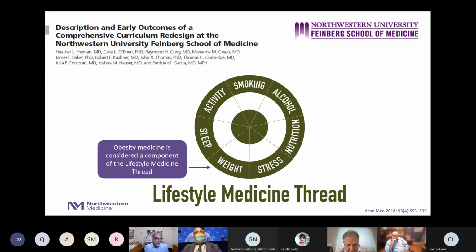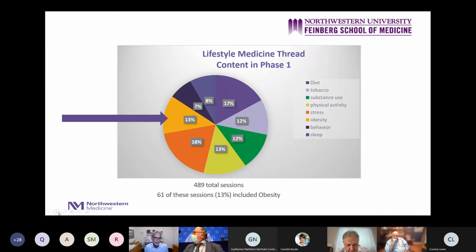In the next slide, what you'll see is that we were successful in having obesity covered throughout our first 2 years of medical school in 61 different sessions. 13% of all of the thread covered obesity because we were able to integrate it into the curriculum.